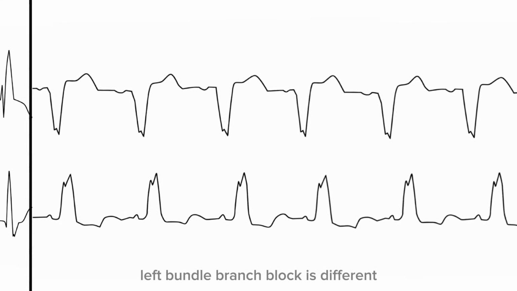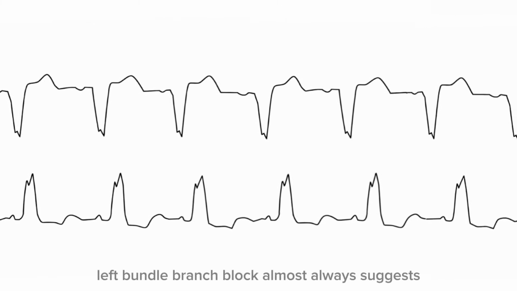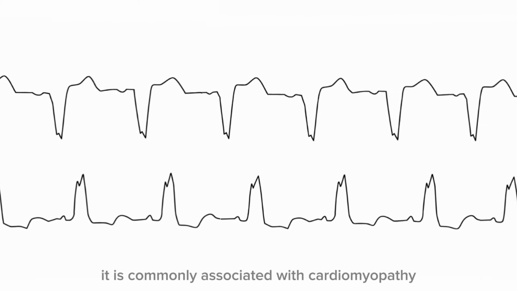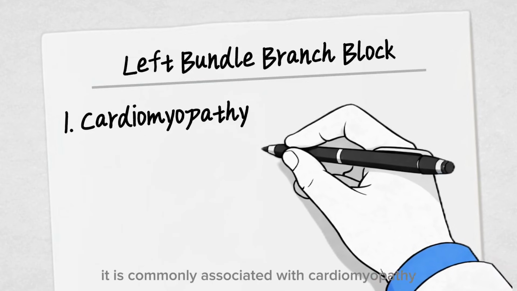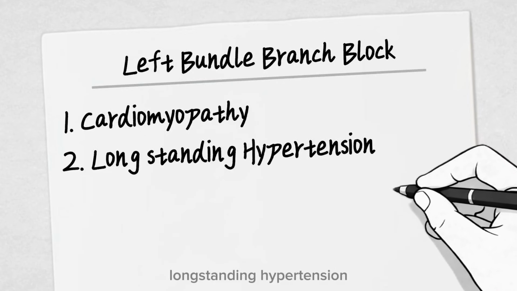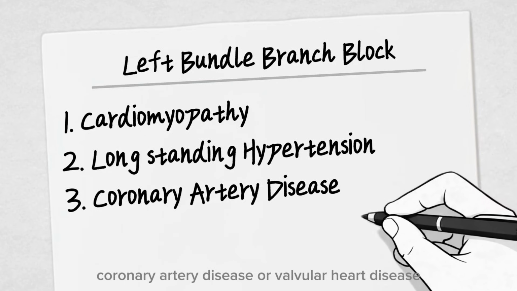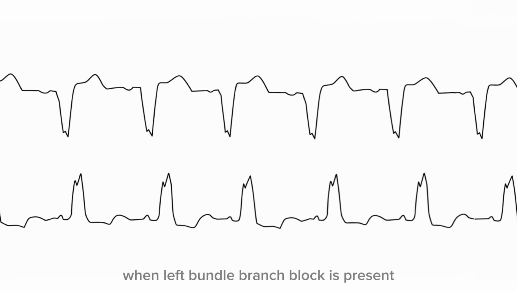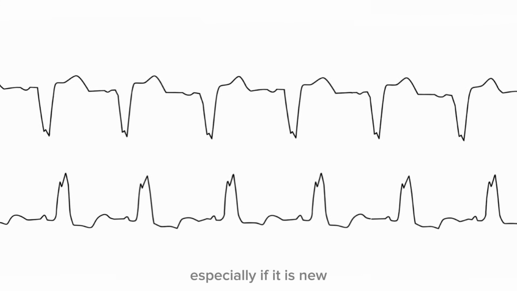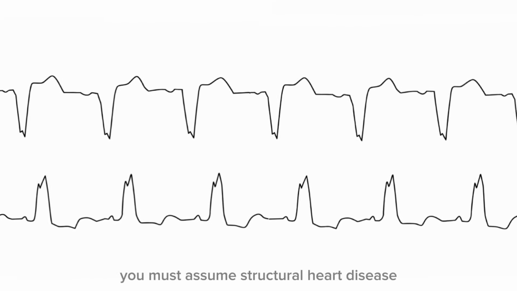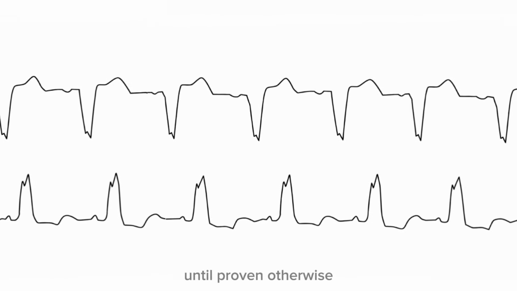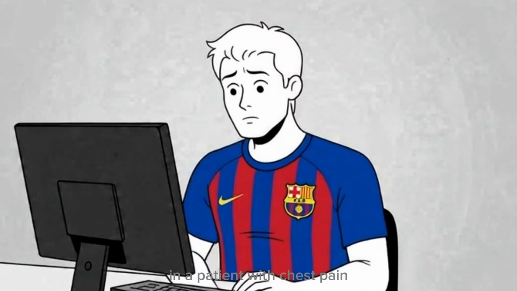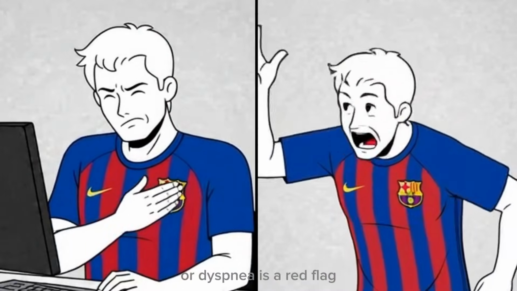Left bundle branch block is different. Left bundle branch block almost always suggests underlying cardiac disease. It is commonly associated with cardiomyopathy, long-standing hypertension, coronary artery disease, or valvular heart disease. When left bundle branch block is present, especially if it is new, you must assume structural heart disease until proven otherwise.